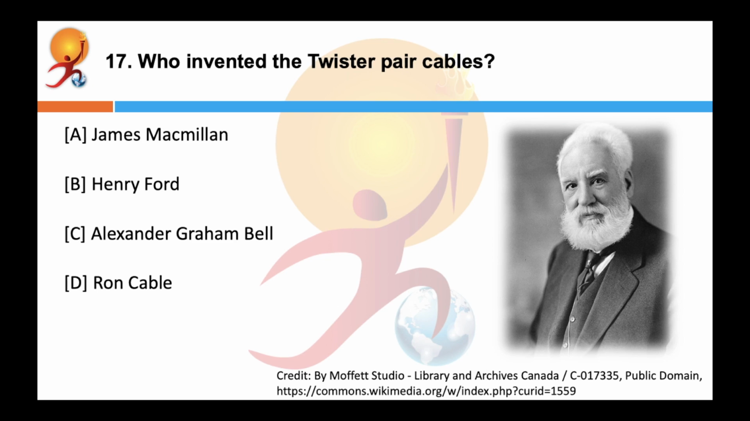Who invented the twisted pair cables? Correct answer is Alexander Graham Bell. He invented it in around 1881. It is a type of wiring in which two conductors of a single circuit are twisted together for the purpose of improving electromagnetic compatibility.